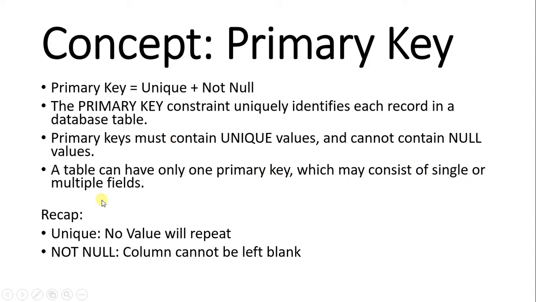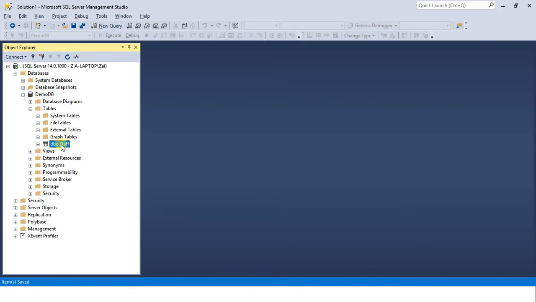Okay, if a primary key consists of more than one column, two columns or three columns, it is known as a composite key. So we are not going to learn about composite keys in this session. We'll create a separate session for the composite keys. But here we will learn how we can make a primary key in our column. Okay, this is just a recap of what we have already learned: uniqueness, no value will repeat, column cannot be left blank. Okay, let's come to SQL Server for the practical implementation of this task.